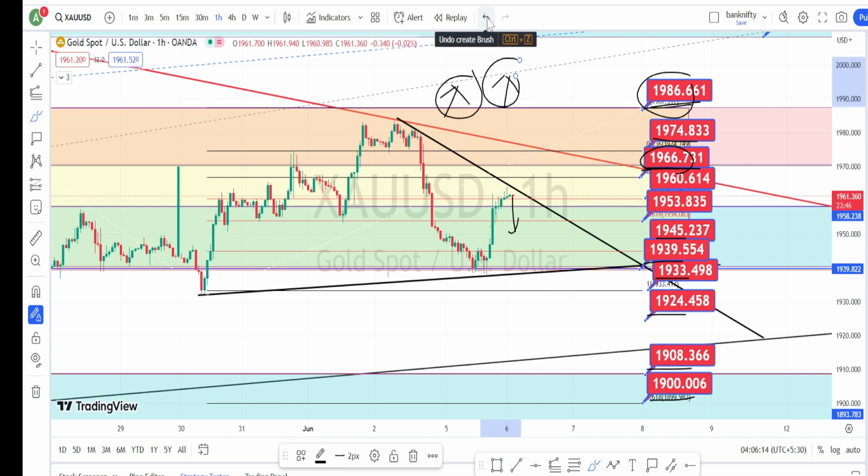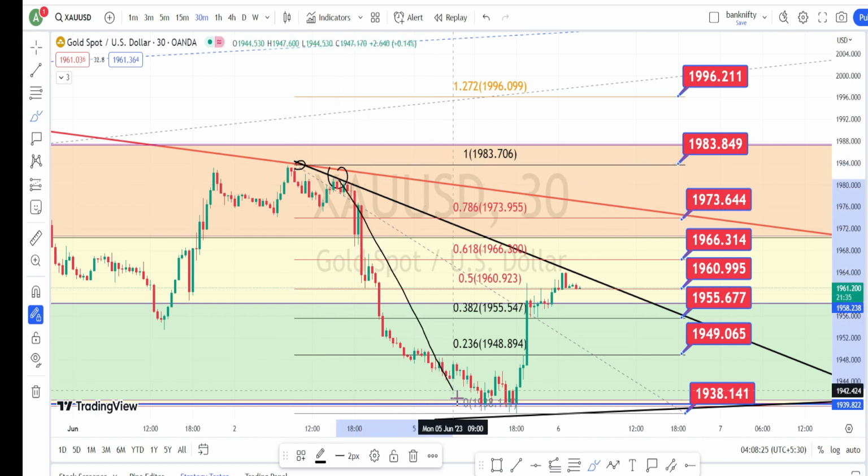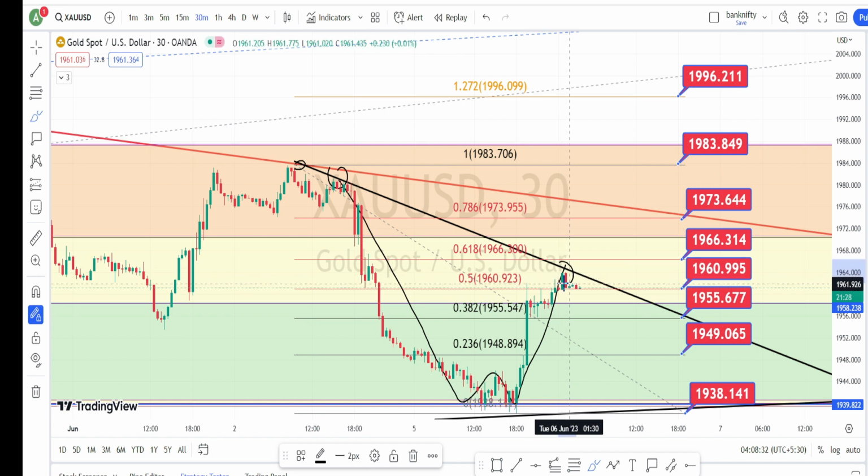Let us mark the support and resistance levels for 30 minutes time frame. In the 30 minutes time frame, we can clearly notice that the price action has bounced back from this resistance line from the daily time frame, and it has bounced back on the bearish side retracement. After making a double bottom pattern, we have noticed the price action to bounce back on the bullish side retracement, and currently it is trying to break this resistance line of the hourly time frame.